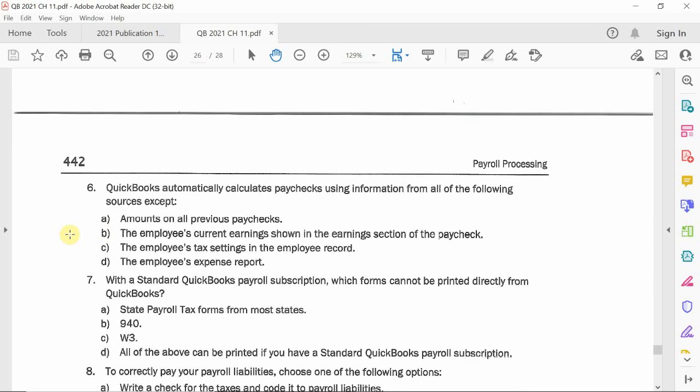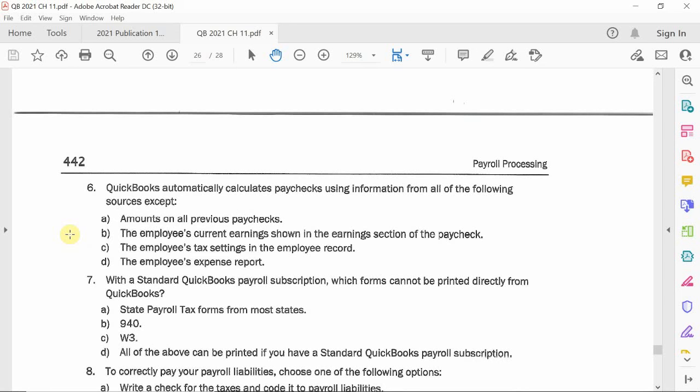Number 6, QuickBooks automatically calculates paychecks using the information from all of the following, except the employee expense report? D. D for number 6 is correct. The employee's expense report, right? In this case, that's irrelevant to anything.